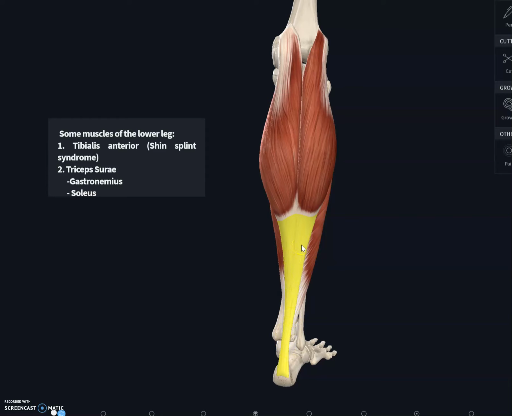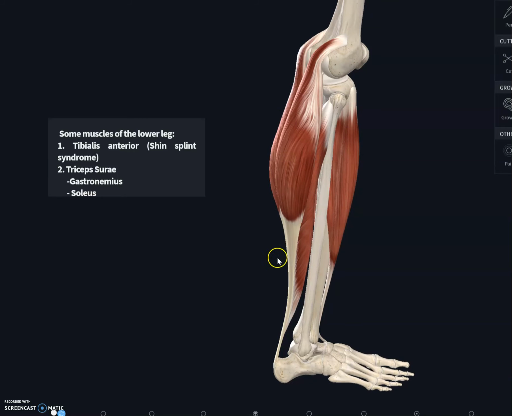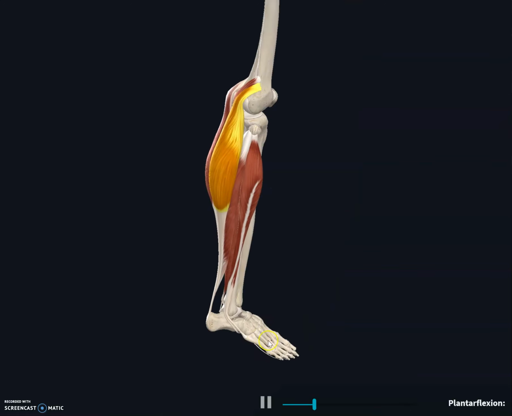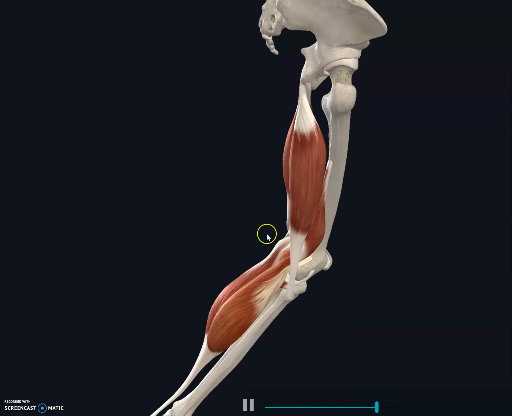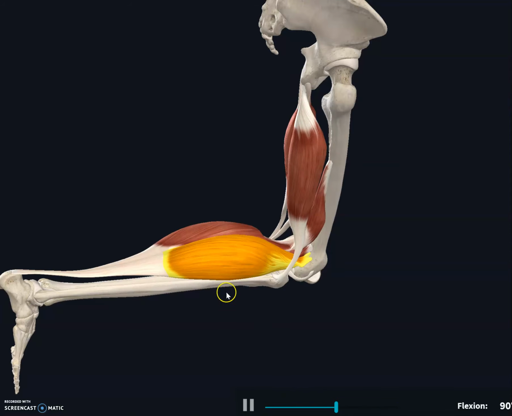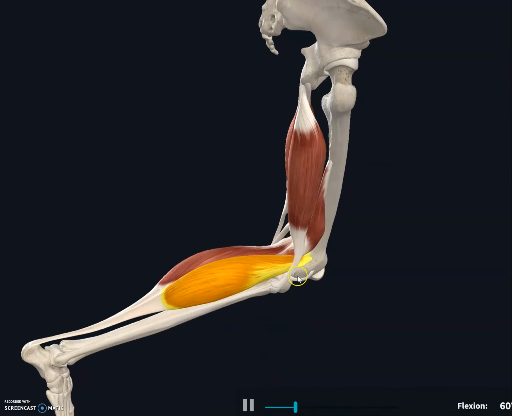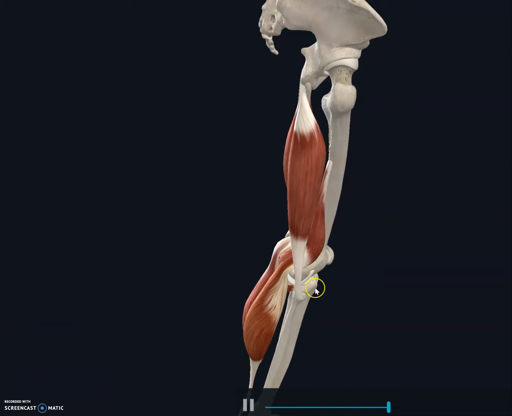Their function is to plantar flex the foot and flex the leg. So let's see them in motion. So you are looking at plantar flexion of the foot. Plantar flexion is basically walking on the tippy toes like ballet dancers. That's called plantar flexion. Okay. The other action of gastrocnemius is to flex the leg at the knee joint.